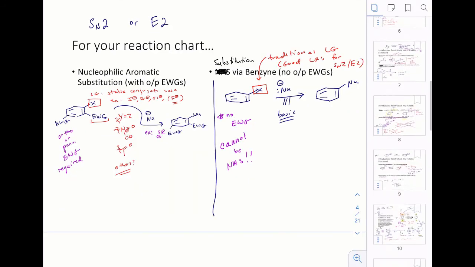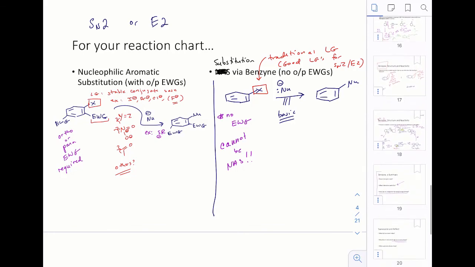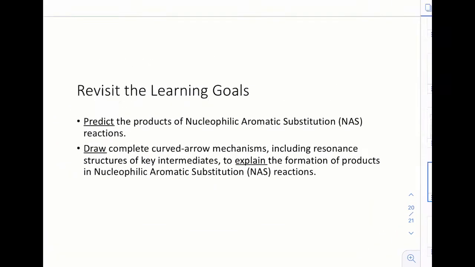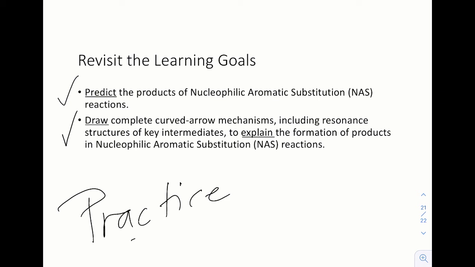Because you are going to spend lots of time thinking about these patterns and doing practice problems and working on your reaction chart, you will have achieved this learning goal of predicting the products of nucleophilic aromatic substitution reactions and benzyne reactions. And we've done a lot of practice drawing these curved arrow mechanisms, and I think you've achieved that goal as well. And if not, you will, because guess what? It is time to practice. Let me know if you have any questions.